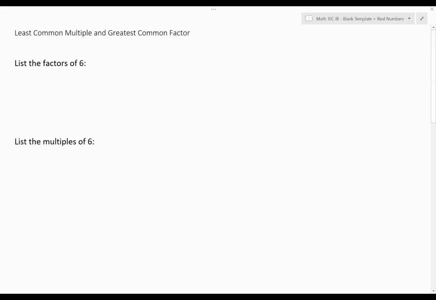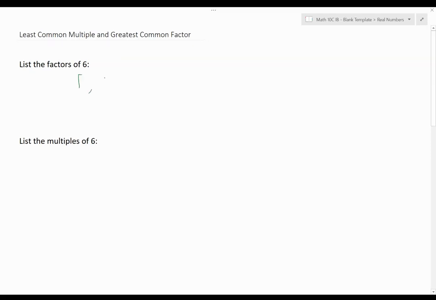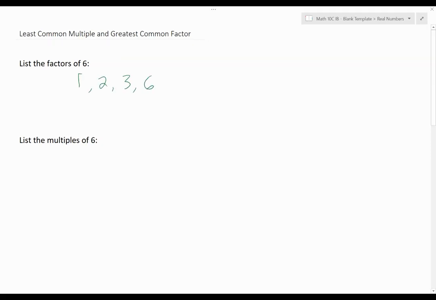First, I want to make sure we are all clear on what the difference is between factors and multiples. So the factors of a number are all of the whole numbers that can evenly divide that number. So factors of 6 would be 1, 2, 3, and 6, because 6 is divisible by all of those numbers. 1 is always a factor of any number. The number itself is always a factor. If those are the only two factors, we're dealing with a prime. If we have other factors, then we are dealing with a composite number.